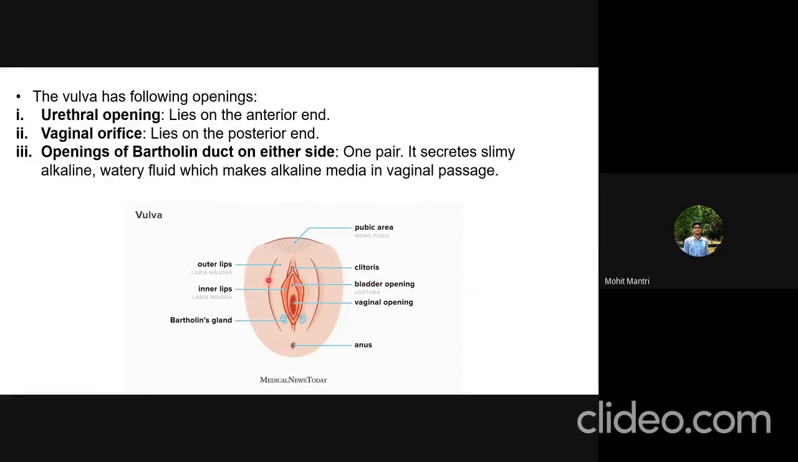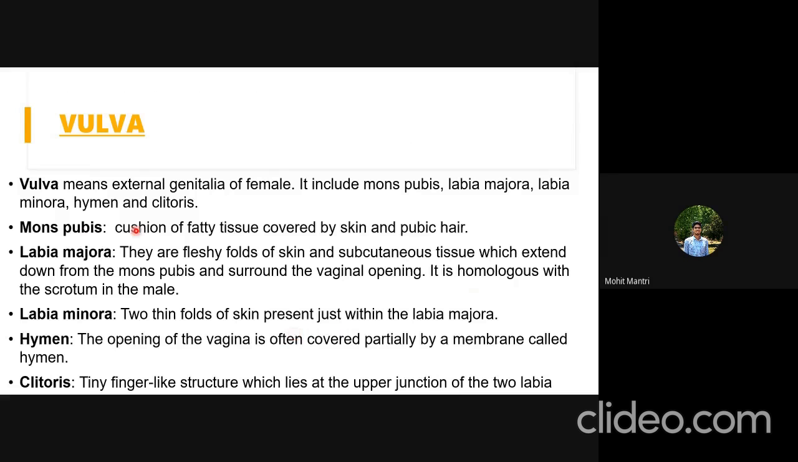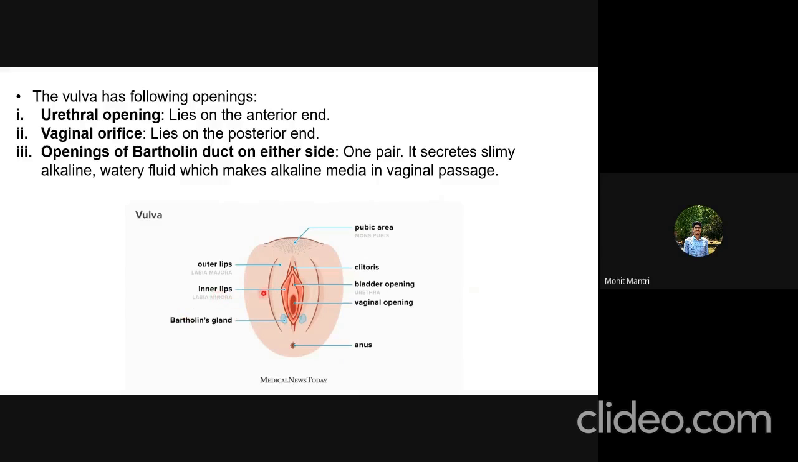So this region, the outer lips, are known as labia majora. It starts from the mons pubis and surrounds the vaginal cavity, and this forms the labia majora. Then below the labia majora, there are two thin folds of skin known as labia minora, which are also known as the inner lips.